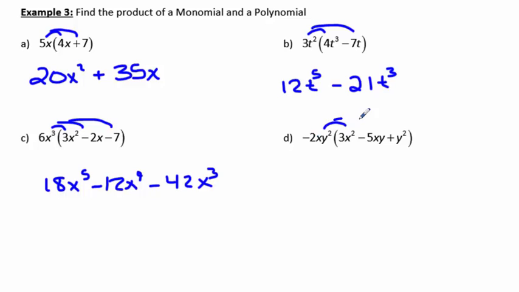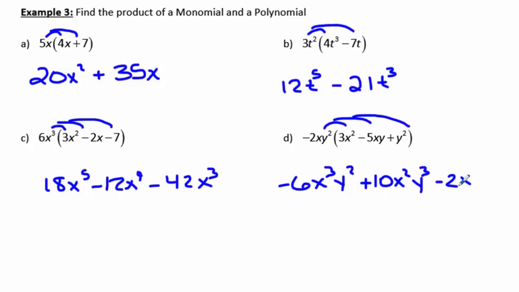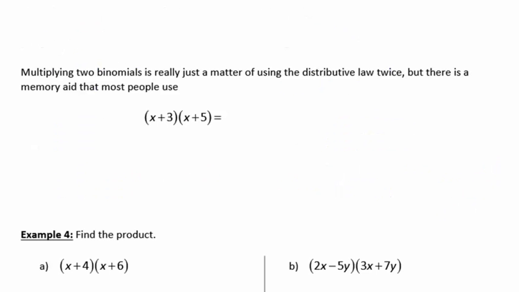In part D, we're going to distribute. Negative 2 times 3 is negative 6. 1x times x squared is x to the third. And I'm going to have y squared. Negative 2 times negative 5 is going to be negative 10. X and x for x squared, y squared and y for y cubed. And last, negative 2 times 1 will be negative 2x, and y squared times y squared will be y to the fourth. Let's look at the next page.